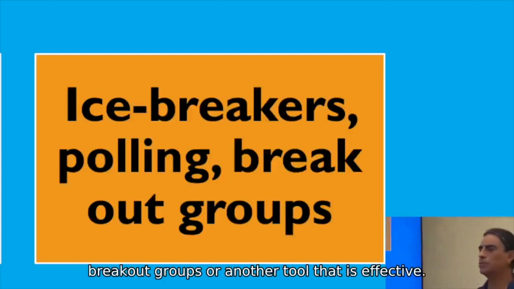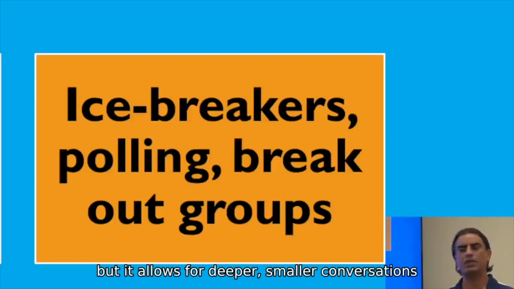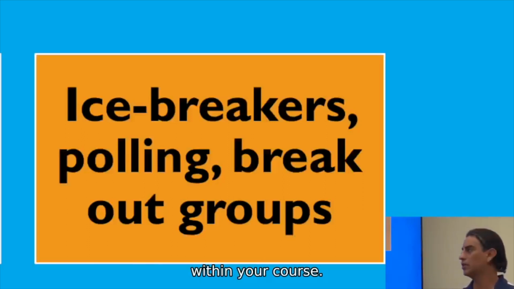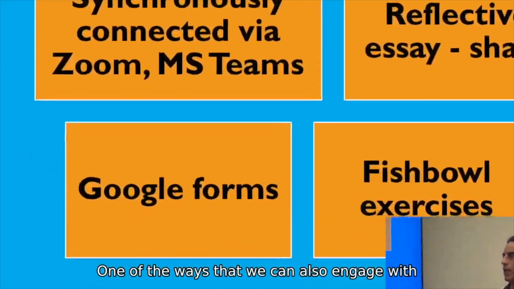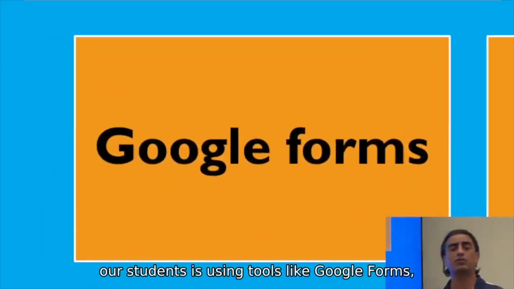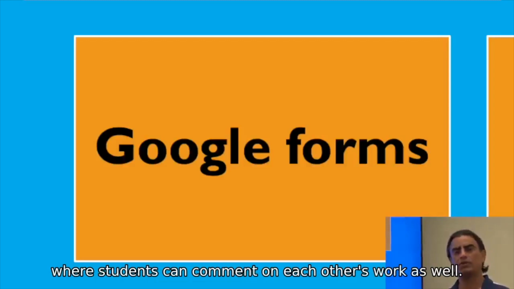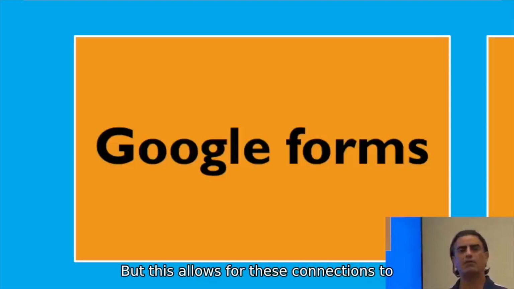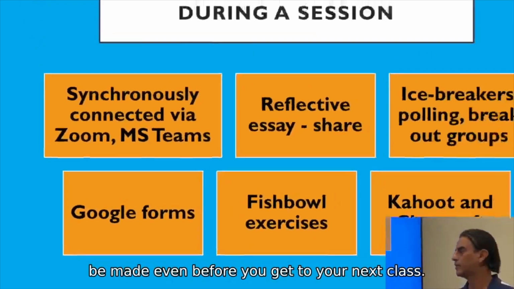And breakout groups are another tool that is effective. This can be done in face-to-face or online settings, but it allows for deeper, smaller conversations within your course. One of the ways that we can also engage with our students is using tools like Google Forms, where we can provide feedback on a student's assignment, or students can comment on each other's work as well. But this allows for these connections to be made even before you get to your next class.